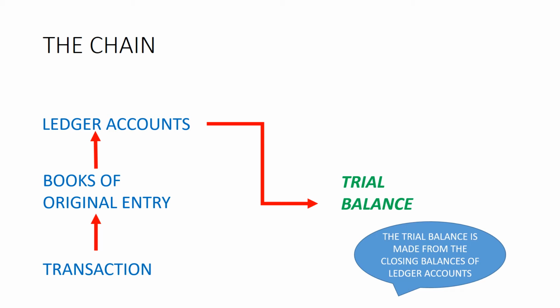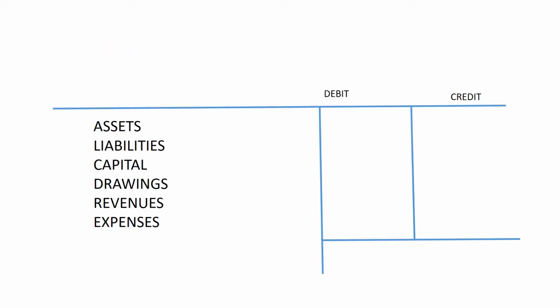Now here's what a trial balance looks like. We have a debit and a credit column, and then a list of the balances from the ledger accounts. Now you'd need to determine the nature of the balances of the list of accounts, that is, whether they are debit or credit balances. Here's an acronym that can help you do this.